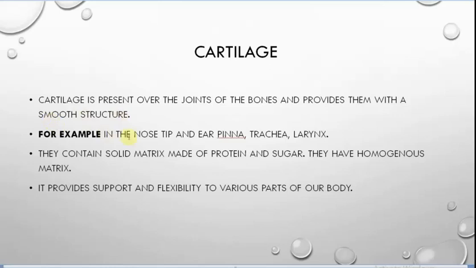For example, in the nose tip and the ear pinna, trachea and larynx. So wherever are these cartilages present? It is present in the nose tip, the ear pinna, the trachea, and the larynx. They contain solid matrix made of protein and sugar. What is the cartilage made up of? The cartilage is made up of protein and sugar. They have a homogeneous matrix. I hope you have understood homogeneous very nicely in chapter 2, so I'm not explaining that again. The next point is it provides support and flexibility to various parts of our body. What is the work of the cartilage? The work of the cartilage is to provide support and flexibility to various parts of our body.